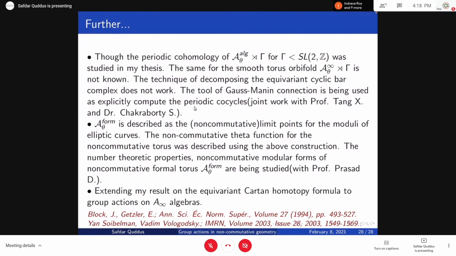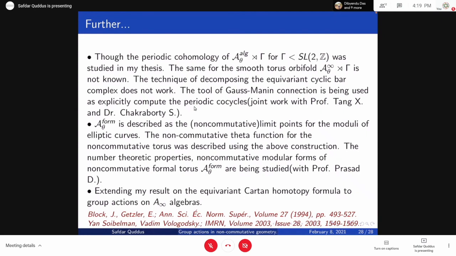So we are trying to understand the modular forms and the group actions on how they extend exactly on the non-commutative torus as the limit points of the moduli space of elliptic curves under this compactification. And what we had was the Cartan homotopy formula, which was proved for A infinity algebras, but trying to understand it for the equivariant cross product of A infinity algebras with groups, general groups, in fact, is again a problem, and that will extend what I did for DG algebras. That's also one of the problems that I'm working on.